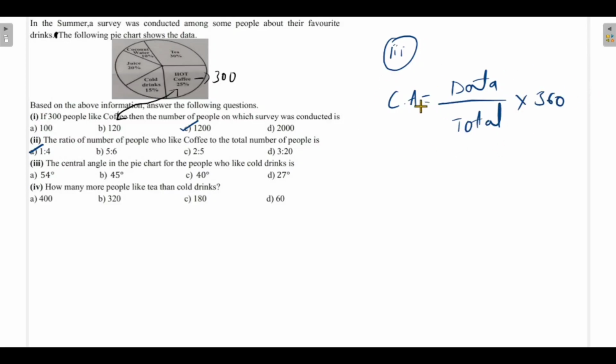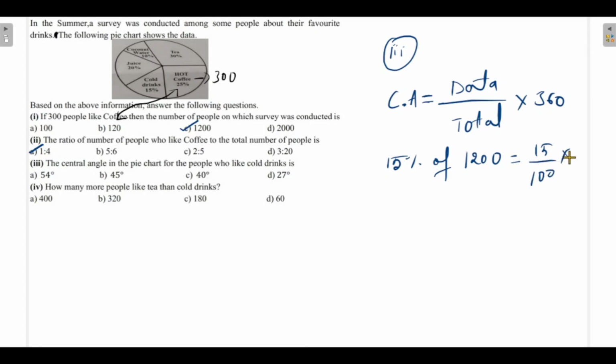This is the formula which we can use to find out the central angle, or the data, or the total number of people. You can use this formula to find out any of these three values: central angle, data, and total value. But here they ask to find out the central angle of cold drinks. The data of cold drinks is not given, so we have to find it out. The cold drinks percentage is given as 15%. That means 15% of the total, which is 1200.